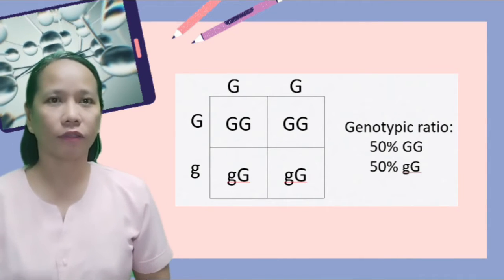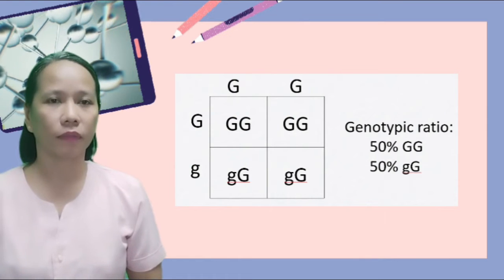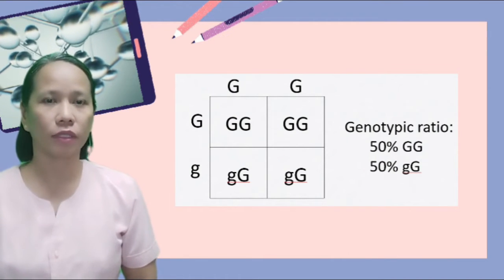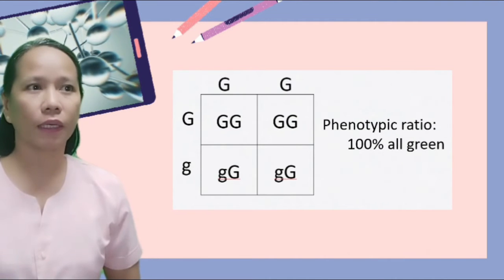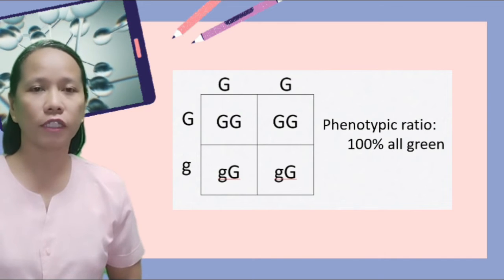Finally, let us interpret the result. There are 4 offsprings produced from the crossing. The genotypic ratio is 50% homozygous and 50% heterozygous. The phenotypic ratio is 100% green or all the offsprings are green. Any questions? I hope you followed the given example. And if there are no more clarifications, this ends our discussion on Mendelian genetics.